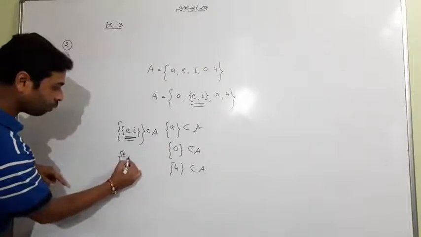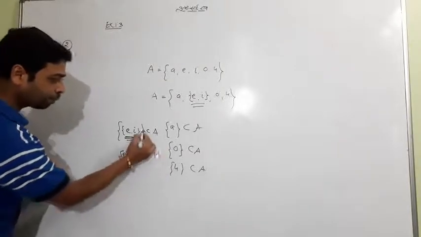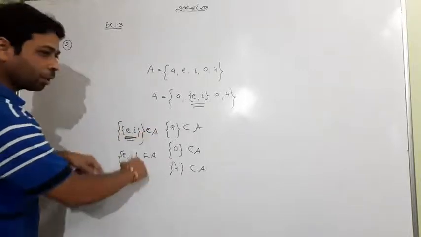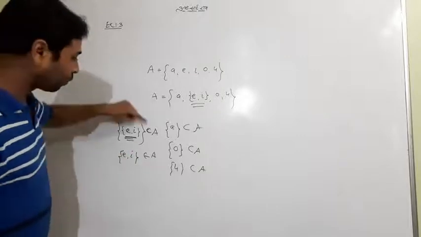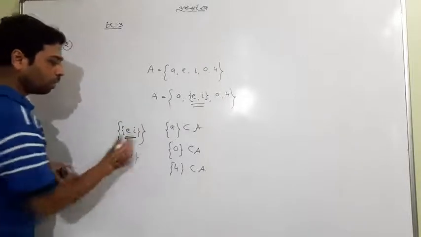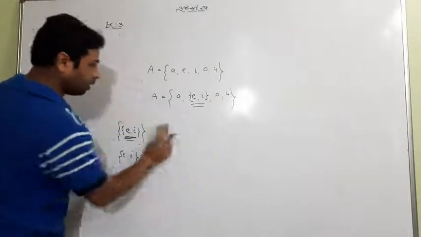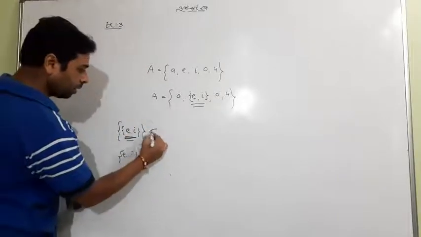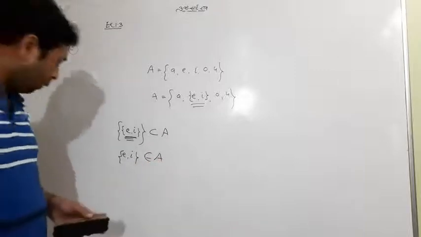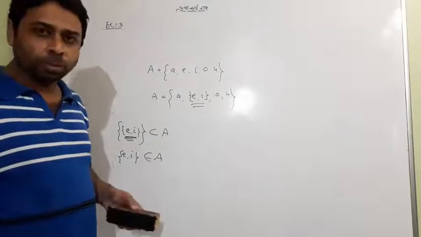If I write only EI, it belongs to A. But this time with only EI, this is an element. When I use curly brackets on that, it becomes a subset of A. So these are two very important things which I want to discuss with you. This is a subset of A and this belongs to A. Hope you have understood what I want to tell you.